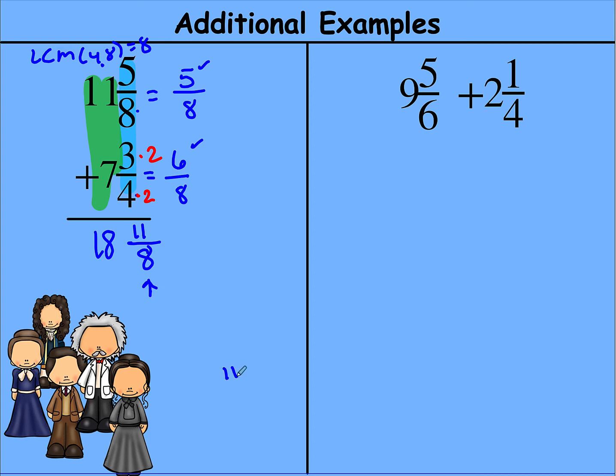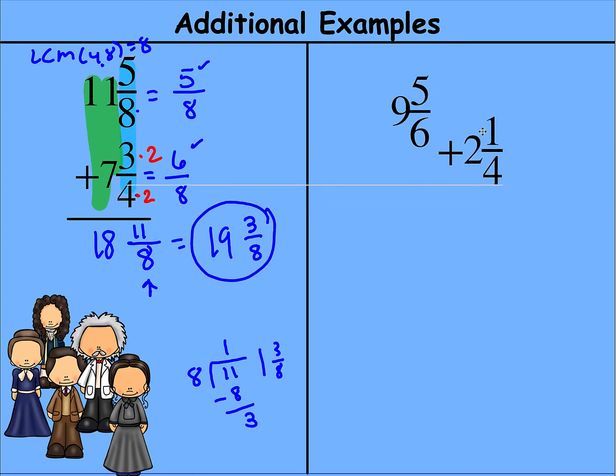So off to the side, how many times does 8 go into 11? It goes once, and I have 3 left over. So that means it's 1 and 3/8. So I add the 1 to the 18, giving me 19, and then my remainder over the divisor. So the answer is 19 and 3/8.